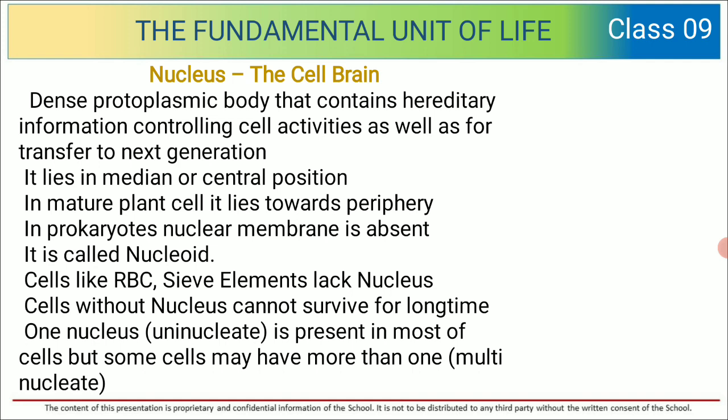In prokaryotes, the nuclear membrane is absent. It is called the nucleoid. Cells like RBCs and sieve elements lack a nucleus. Cells without a nucleus cannot survive for a long time. One nucleus is present in most of the cells, but some cells may have more than one. They are called multinucleate.